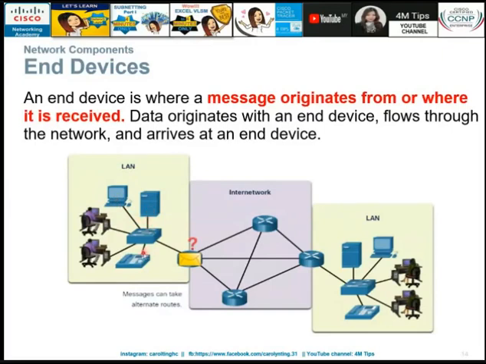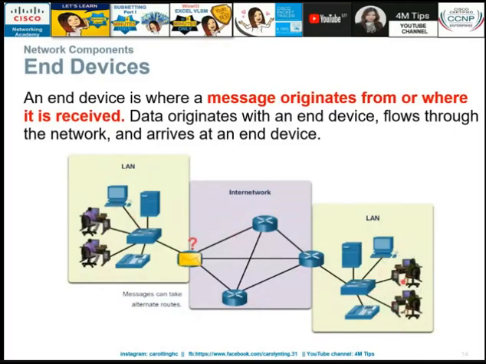So these end devices are where your data originates. Okay, where does it start? So, your data flow: if you send an email, then your data starts from here, then flows throughout the network intermediary devices and reaches the destination here. So this is called an end device.